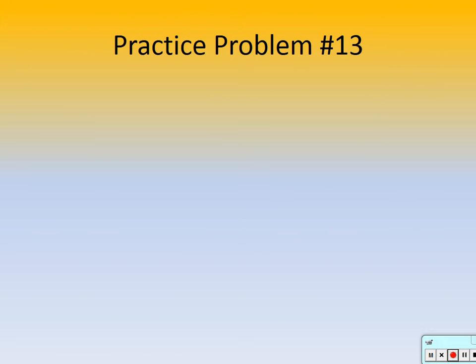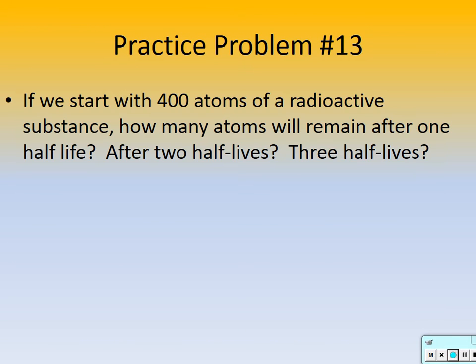So let's go to practice problem number 13. It says, if we start with 400 atoms of radioactive substance, how many atoms will remain after one half-life? So I want you to write it down like this, 400 atoms. Okay, how do we represent a half-life? An arrow. Okay, this is the first one. So after one half-life, how much is going to remain? 200 atoms. This is half of it.